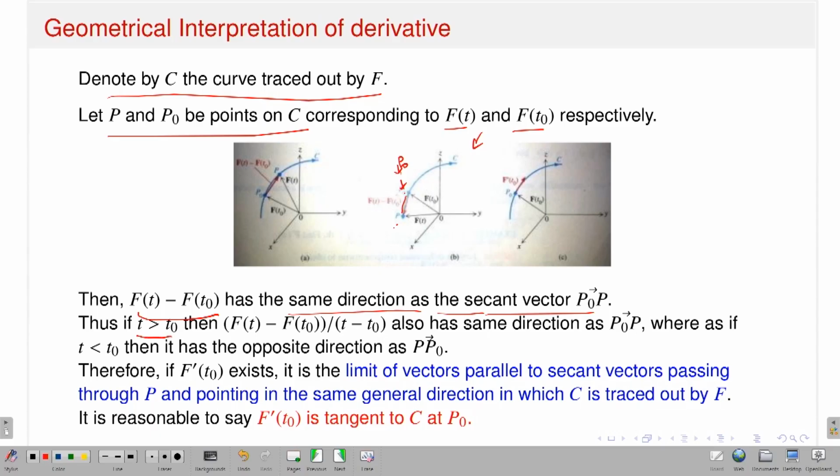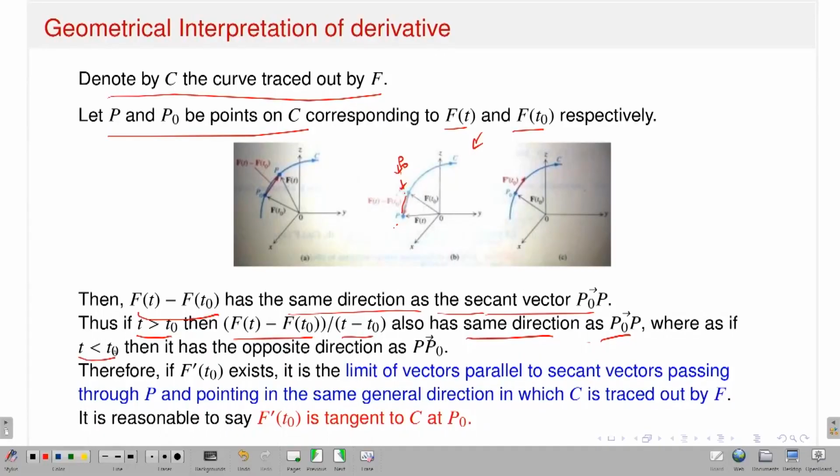Now, if t is greater than t naught, then t minus t naught is positive. Therefore F(t) minus F(t naught) divided by t minus t naught has the same direction as the vector P naught P, whereas if I take t less than t naught, of course it will have the opposite direction, because t minus t naught will be negative.